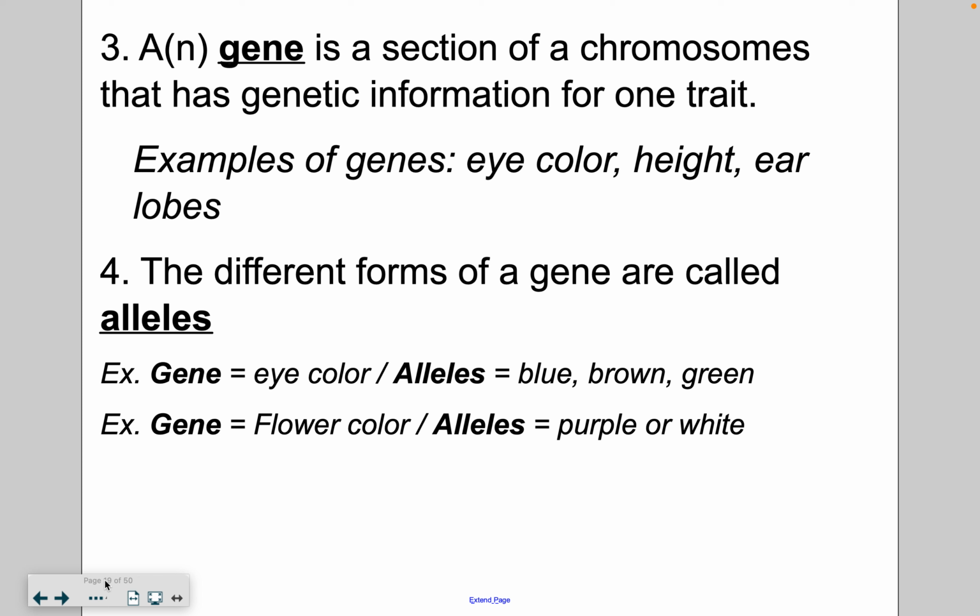Different forms of a gene are called alleles. Okay, so for example, the gene is eye color. Alleles, the different forms of eye color, could be blue, brown, green, hazel, violet, whatever. Okay, here's another example. Gene flower color. The alleles, purple or white. So different forms of a gene are called alleles. So the gene is like the trait, and alleles are the different forms of that trait.